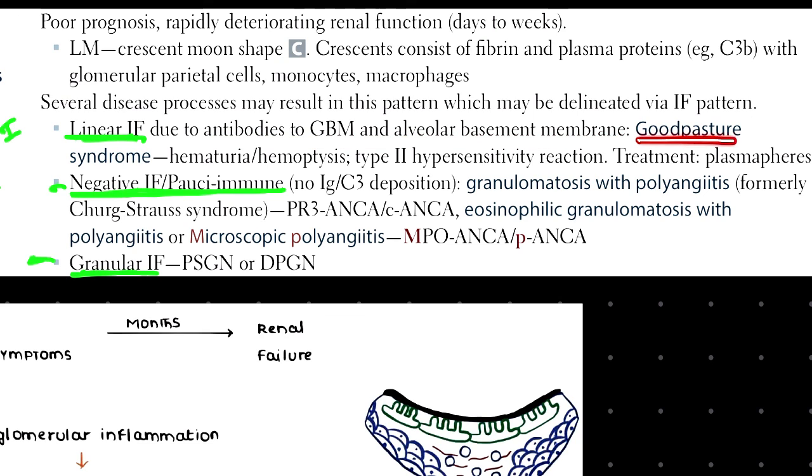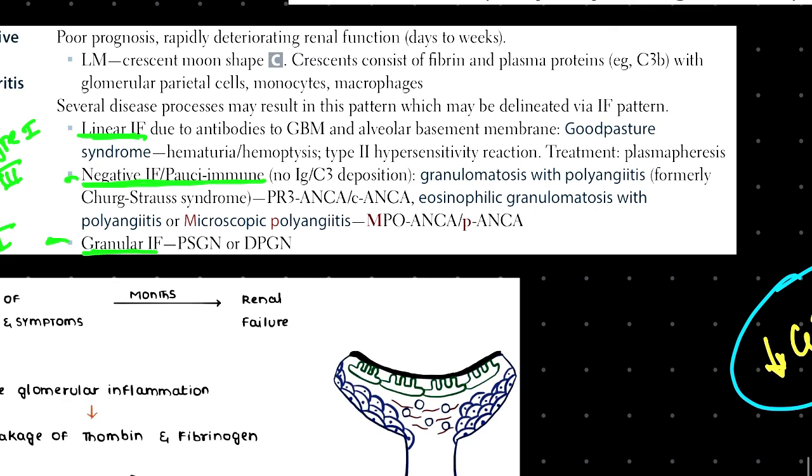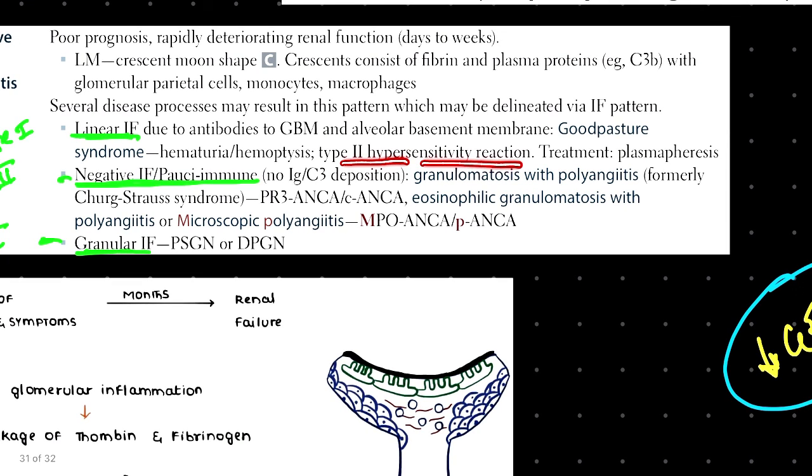A good example here is Goodpasture syndrome. Important: the clinical manifestations will be hematuria, with the presence of RBCs in the urine, and hemoptysis. This is associated with a type 2 hypersensitivity reaction. How are we going to treat it? We are going to treat it with the help of plasmapheresis.